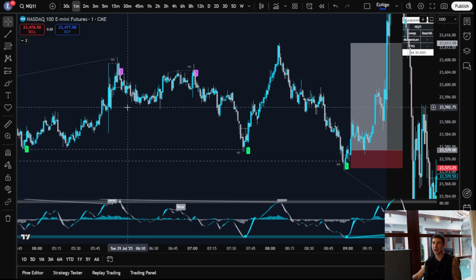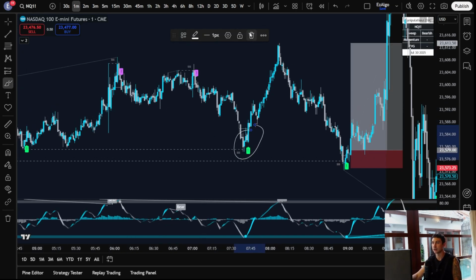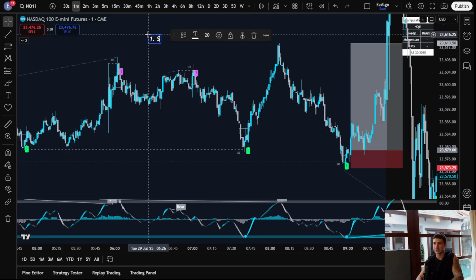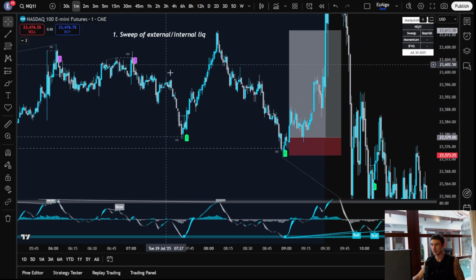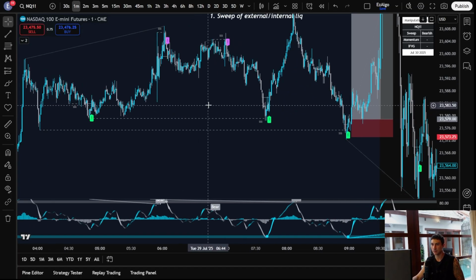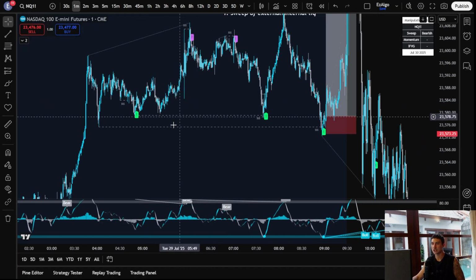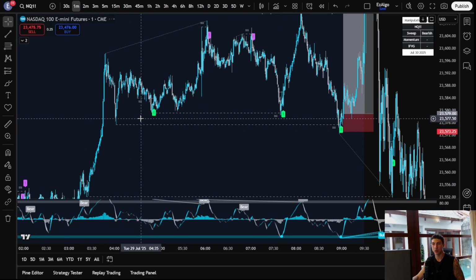There's a few rules that I add on top of the indicator signals to ensure that I'm taking an A+ setup. Okay, number one, like I mentioned, is a sweep of external and internal liquidity. Now, what the hell does this mean? Well, when I'm looking for these V-shaped reversals, I'm first looking for a sweep of a higher time frame liquidity level.